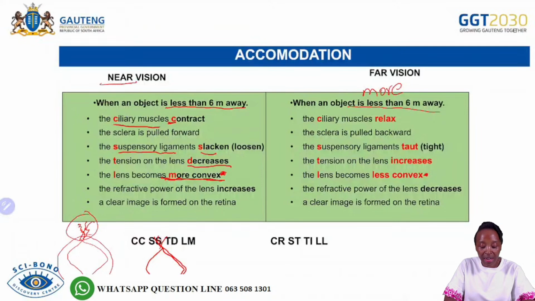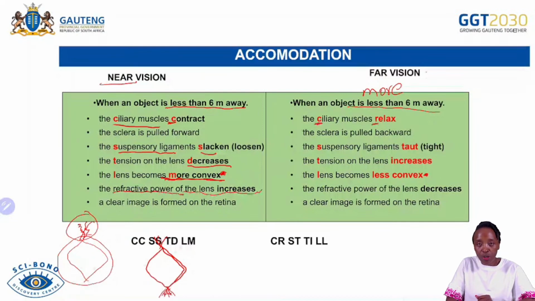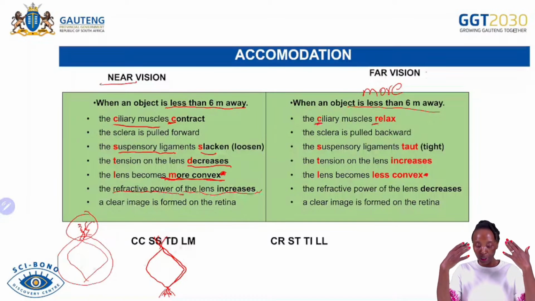So when the lens is more convex, it means its refractive power increases, so that a clear image is formed onto the retina. And then with far vision, an object that is more than 6 meters away, it is the opposite of near vision. So here, the ciliary muscles relax. The sclera, which was pulled forward, now goes back to its normal state, because its normal state is being backward.